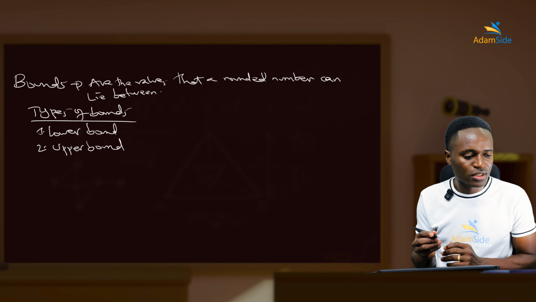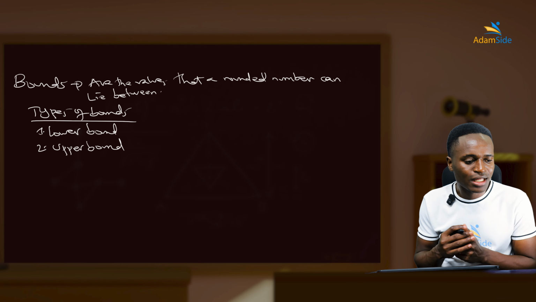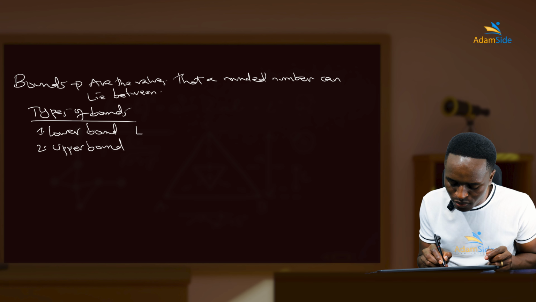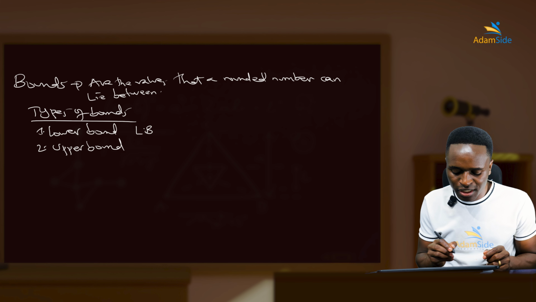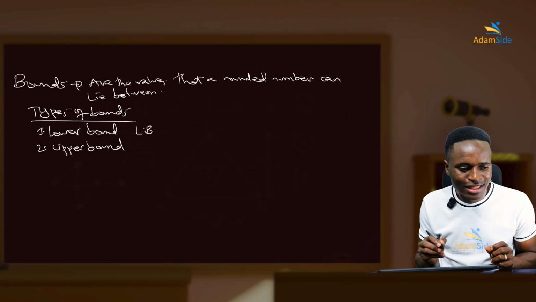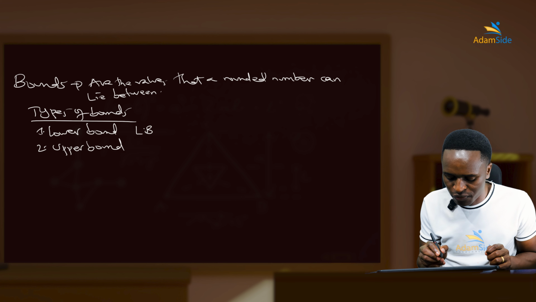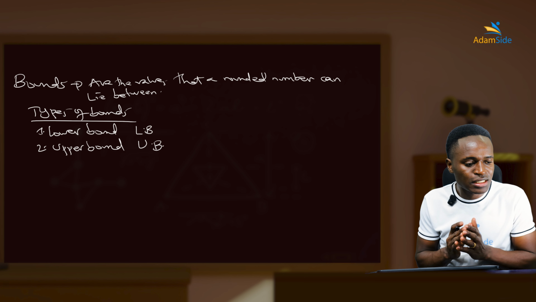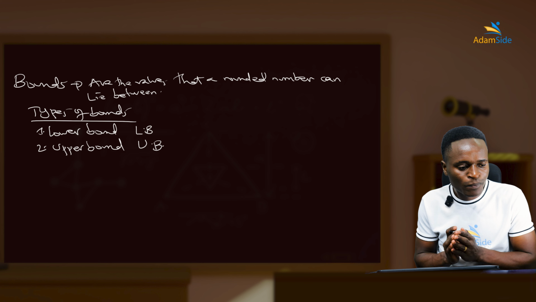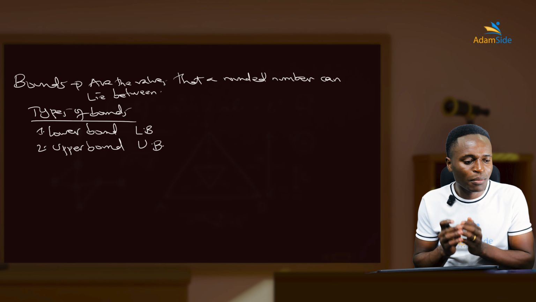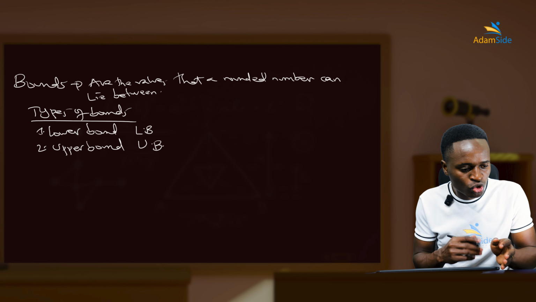The lower bound, what is the lower bound? We say the lower bound is the smallest value that a number can take, abbreviated as LB, and the upper bound is the largest value that a number must be less than. Very good. So if you refer back to our notes.